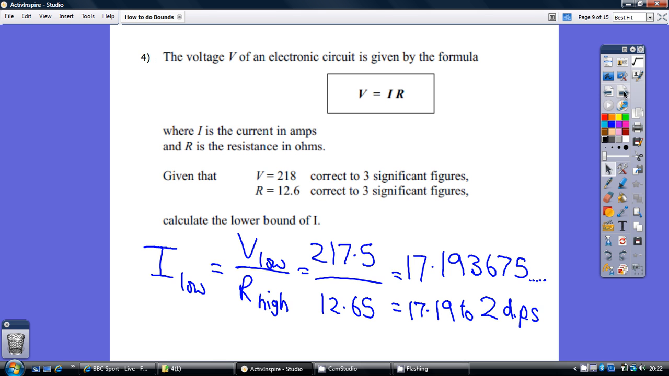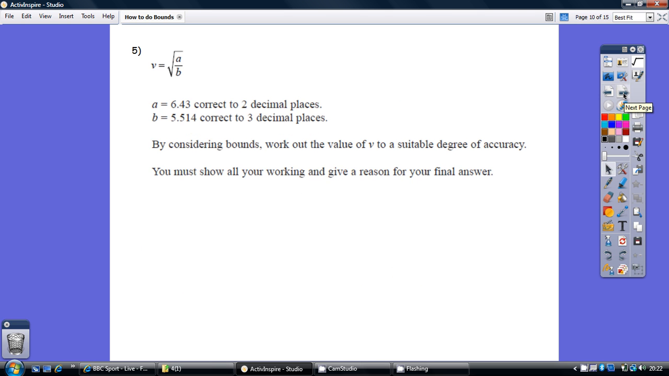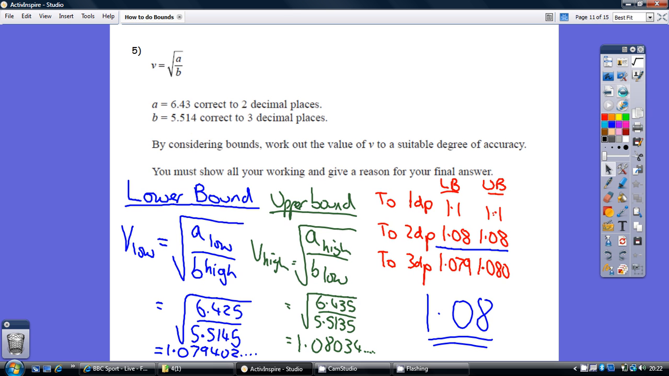The remaining questions are the same principle. So here's 5. Okay, so lower bound is as small as possible, obviously. So numerator small, denominator high. For the upper bound, the other way around. And then you just see how far you can go for the suitable degree of accuracy. How many decimal places can you go to yet still round to the same? Well, that takes you to 1.08.